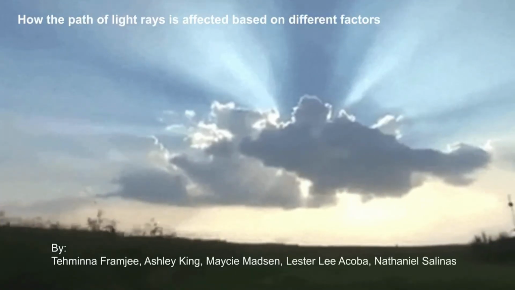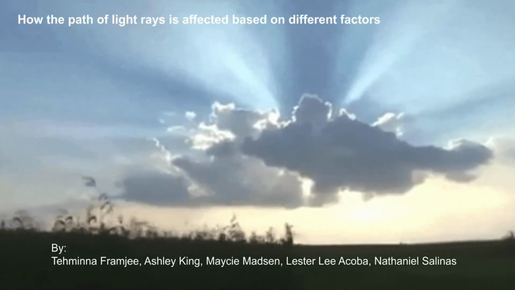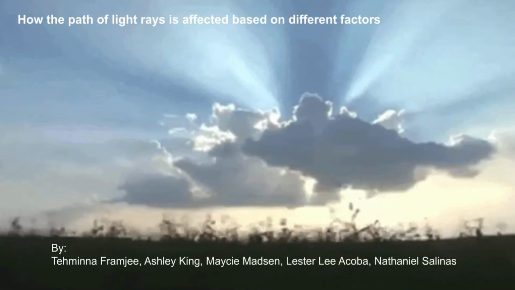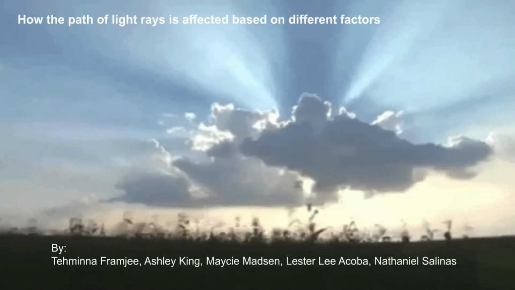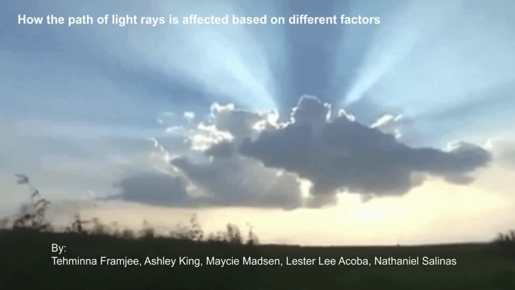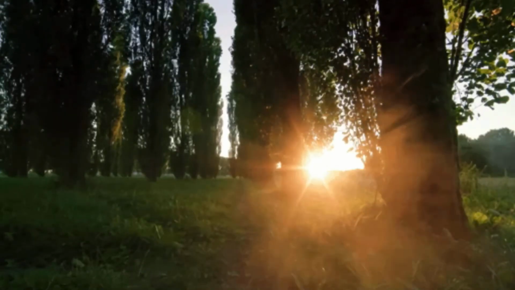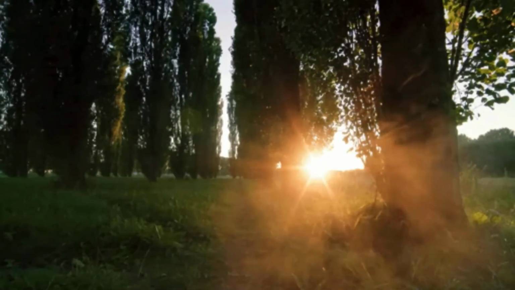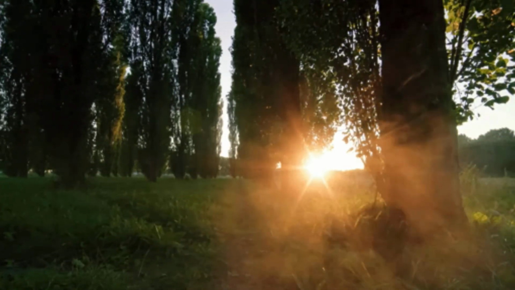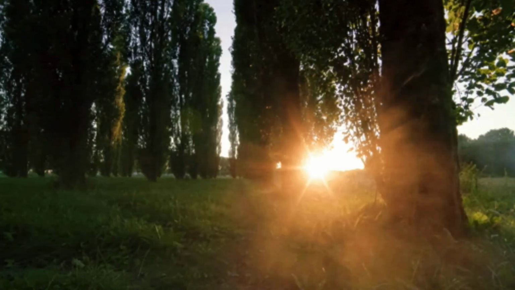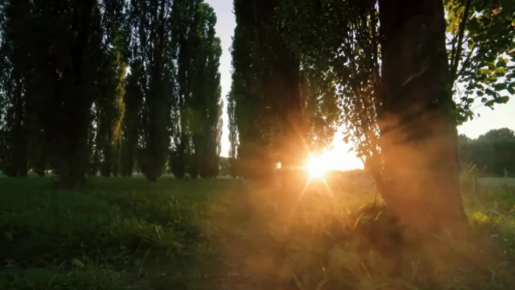For our physics project, we wanted to look at how the path of light rays is affected based on different factors. Our motivation for this project is based on how light affects the things that we see on an everyday basis. Light direction can be changed when it encounters an object such as a mirror, but continues in a straight line, or as a ray.